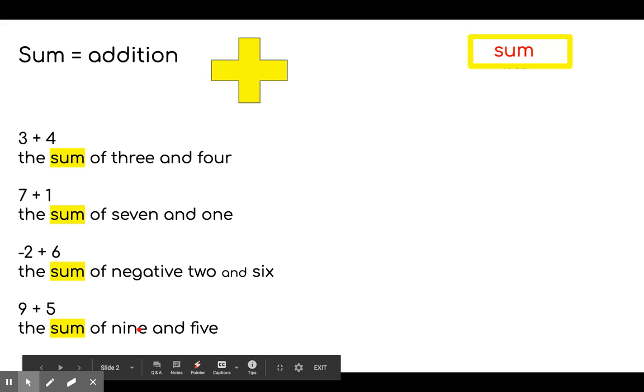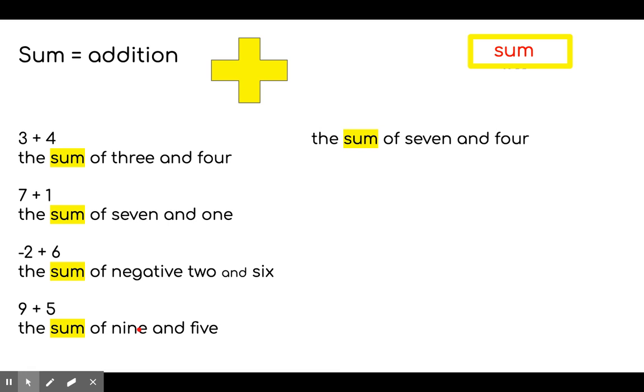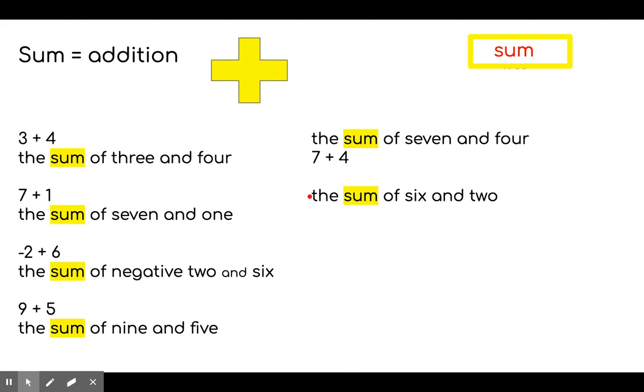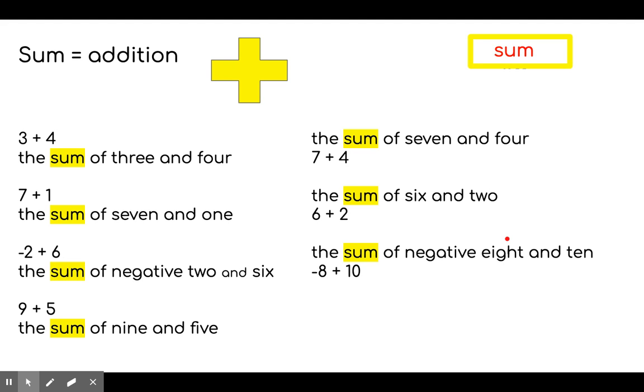Sum. Some more quick examples. How would we write the sum of 7 and 4? Like this: 7 plus 4. How do we write the sum of 6 and 2 in math notation? How do we write the sum of negative 8 and 10? The sum of 0 and 5. Sum.